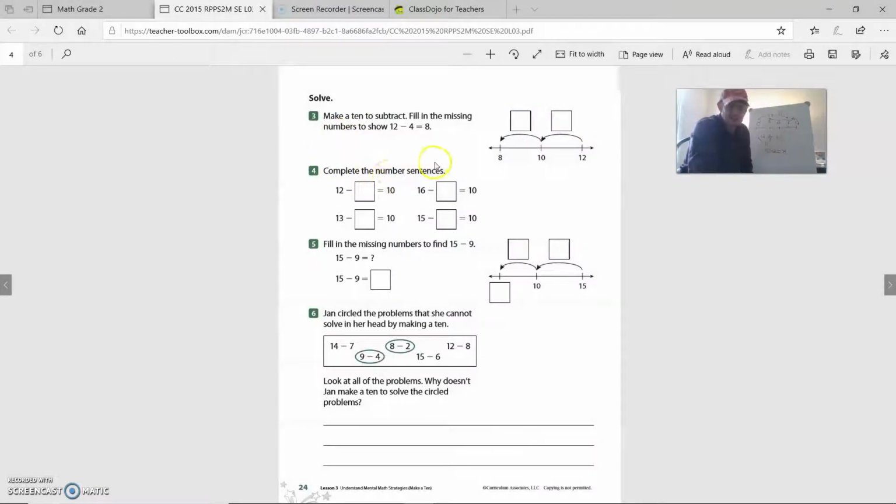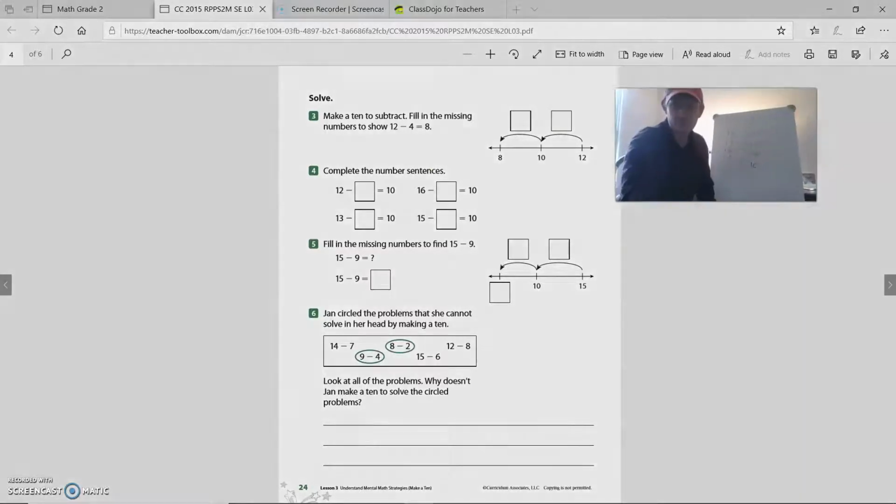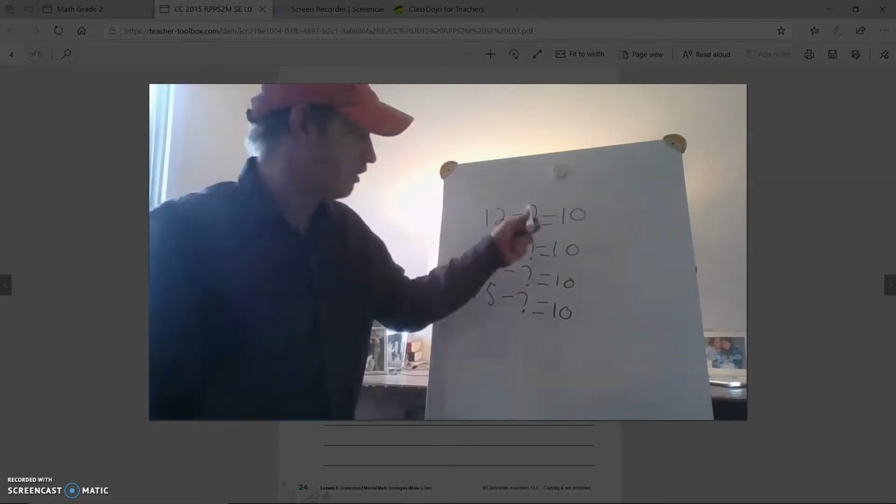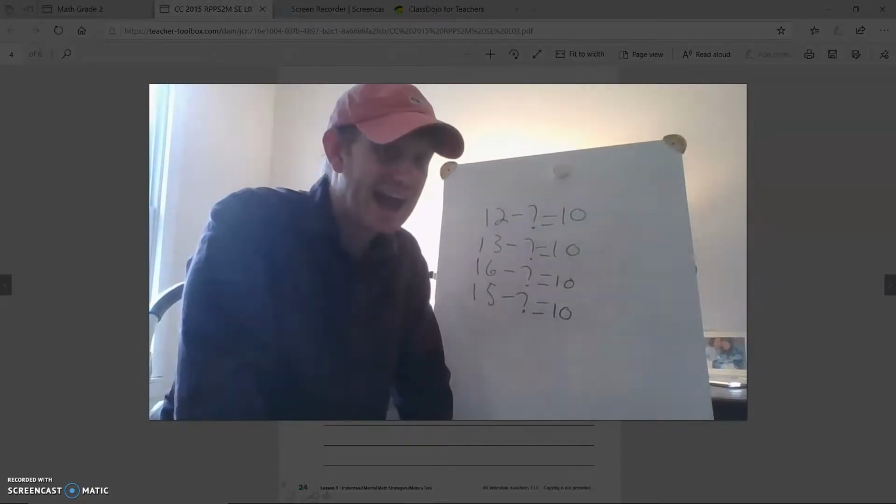Complete the number sentence. So we have a few questions here. We'll go through them pretty quickly. We have 12 minus some number equals 10. We have 13 minus some number equals 10. We have 16 minus some number equals 10. And we have 15 minus some number equals 10. So as you can see on the board, I've drawn them all out. You're going to see a pattern here.